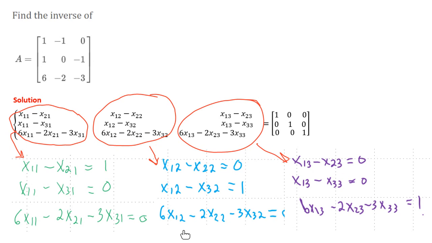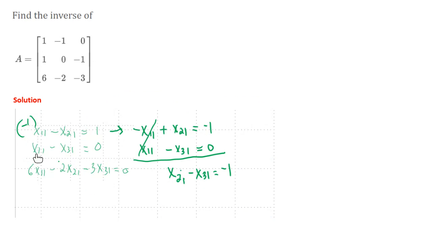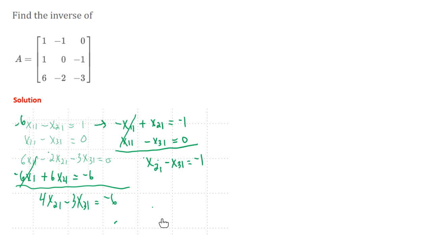So I went ahead and did it only for the green one. So again, you wanna get rid of the x11s here. So before I can do that, I need to multiply this row by negative 1. So I end up with negative x11, negative and negative is positive x21, negative 1 times 1 is a negative 1. I didn't do anything to this row, so I just wrote it down. Now I can add them, so that becomes 0. I don't have an x21, so that's just going to be x21 here, minus x31, and negative 1 plus 0 is negative 1.